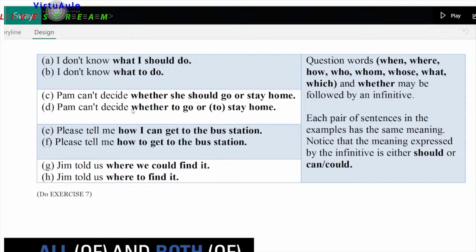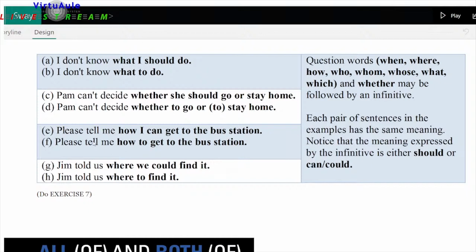C, Pam can't decide whether she should go or stay home. D, Pam can't decide whether to go home or to stay home. Okay, so whether she should go or stay, whether to go. So I eliminate the should and the she, and I can just use the infinitive. Please tell me how I can get to the bus station. Please tell me how to get to the bus station. I'm eliminating the subject and the auxiliary can.